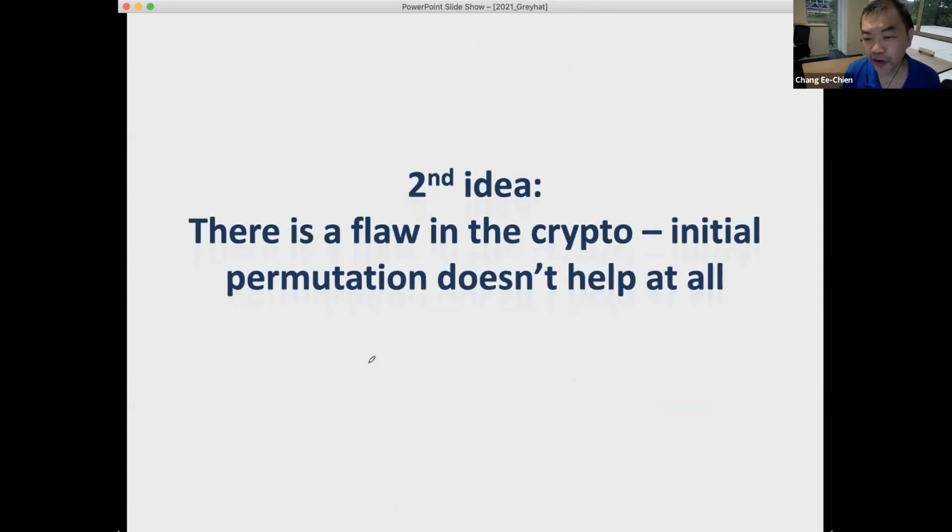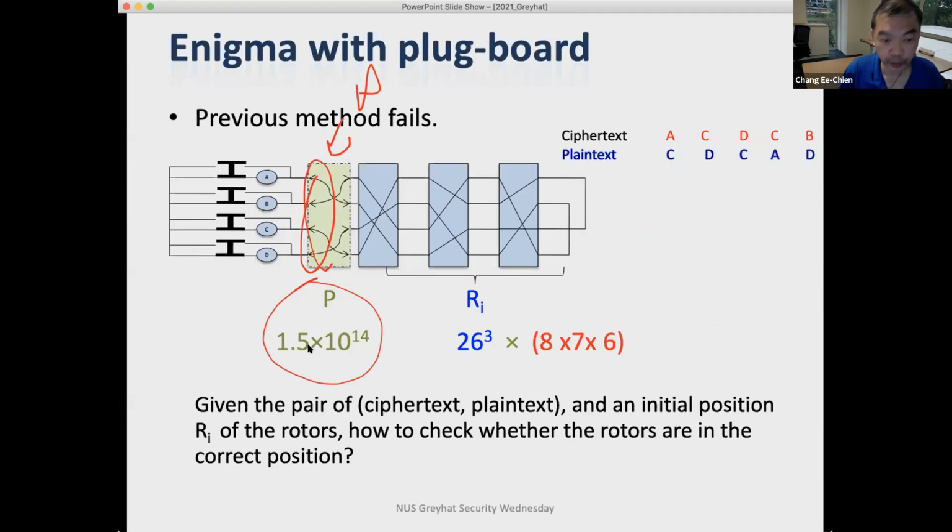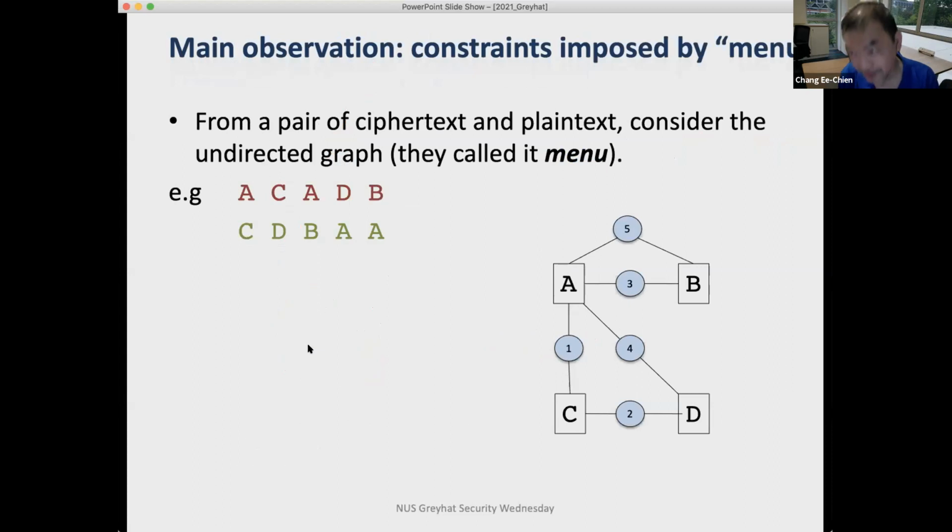There is a flaw in the crypto. If you look at this purely from an algorithmic point of view, like you are designing a crypto scheme, you find that there is a flaw. The initial permutation doesn't help at all. This plug board doesn't help at all in hiding the secret. Why is this so? Okay, so some mathematics. Now you look at the ciphertext. This is a ciphertext. This is a plaintext.